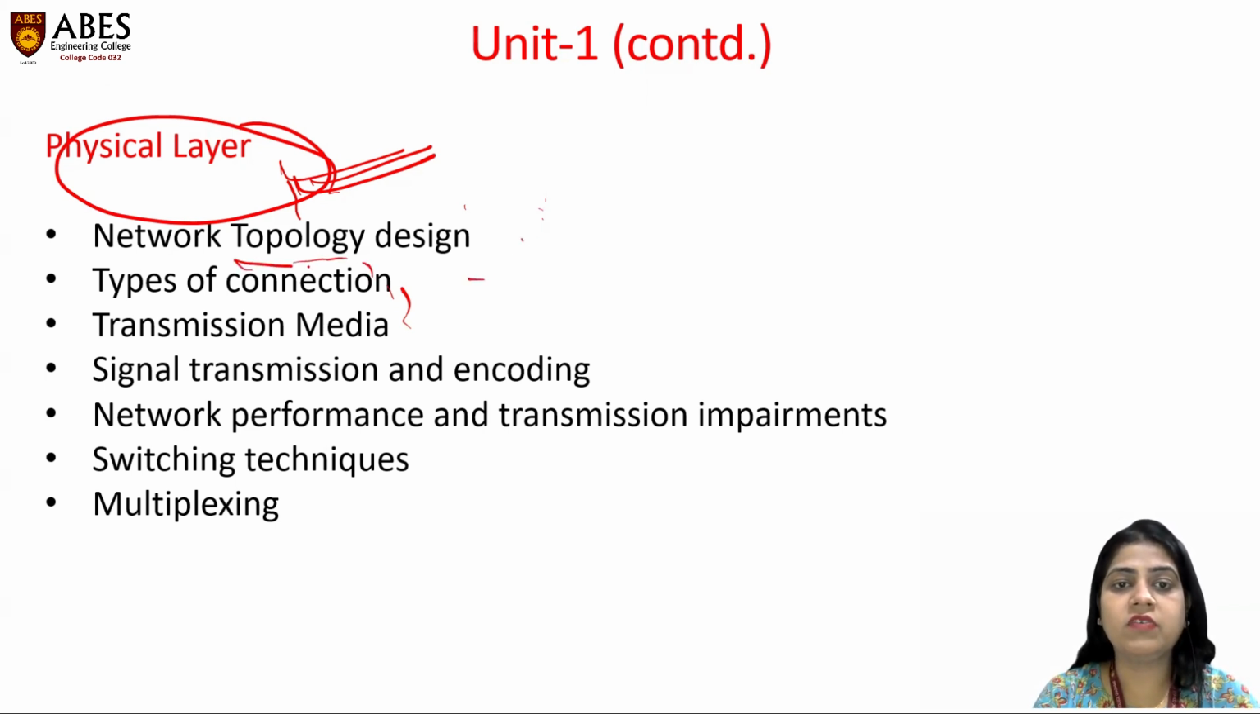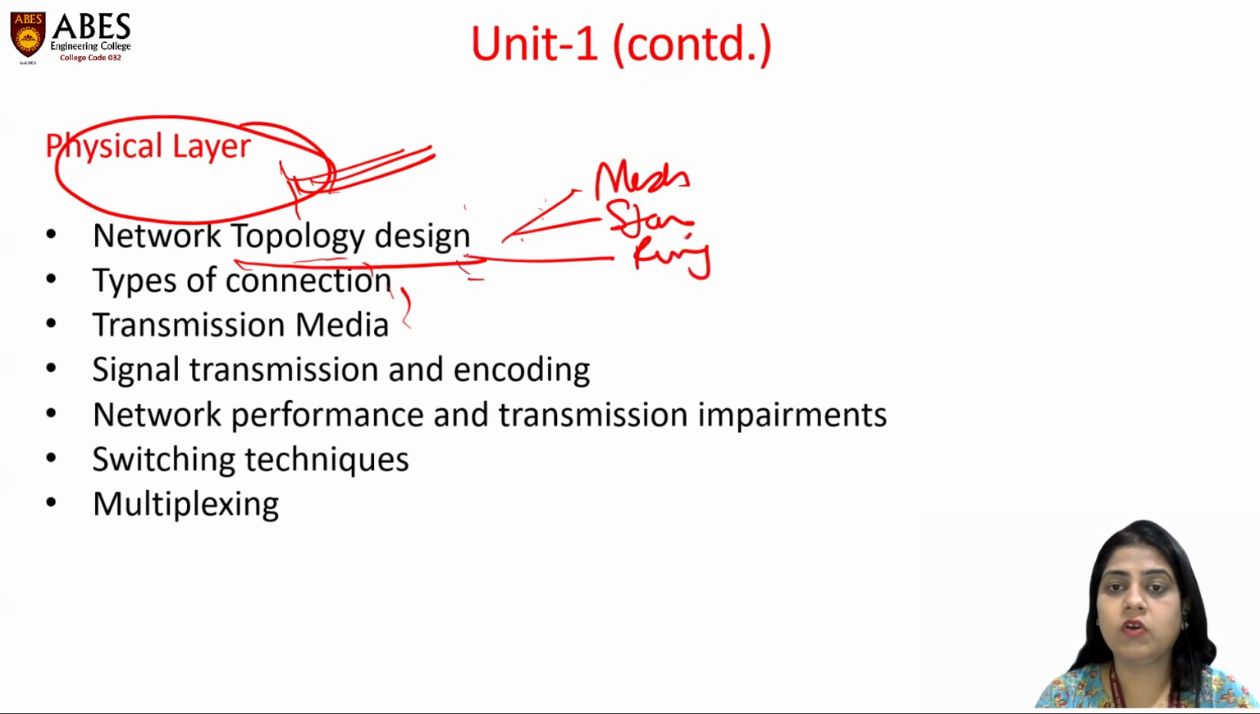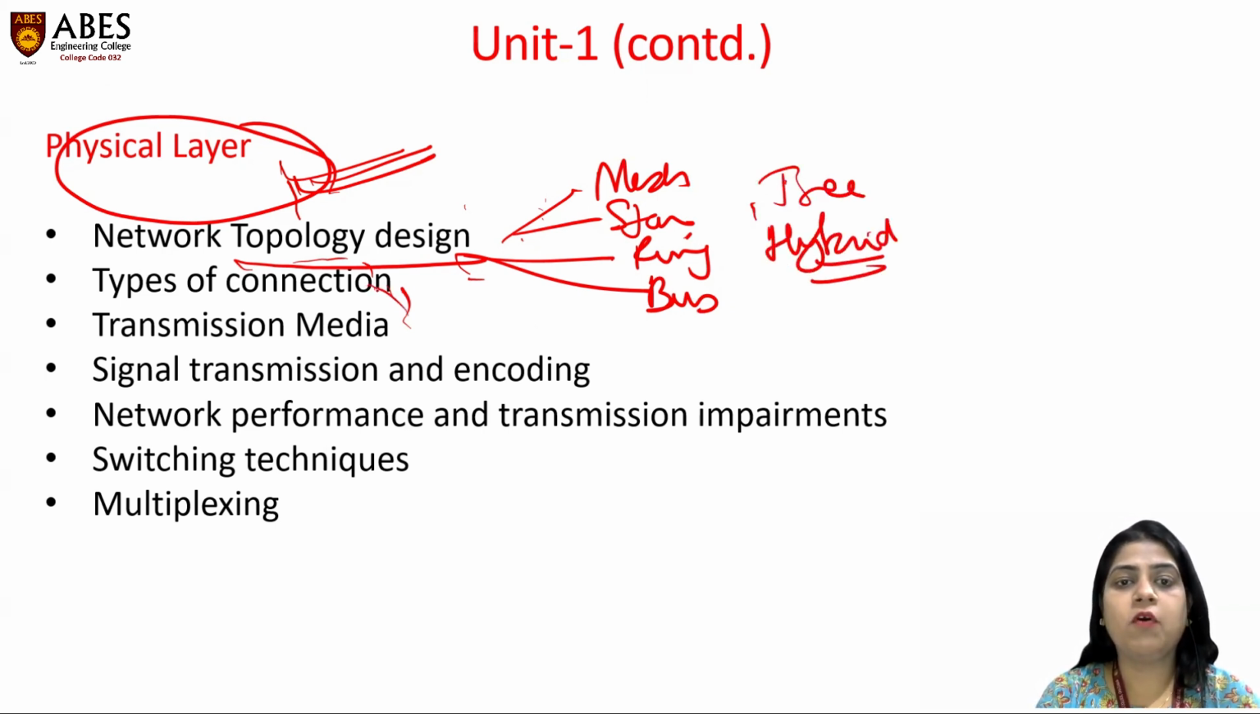In the physical layer, we will study network topology design, in which we will study majorly mesh topology, star topology, ring topology, and bus topology. And I will also tell about tree topology. There is a hybrid topology also. And then types of connections like point-to-point connection and multipoint connection. How you can connect the devices in the network.